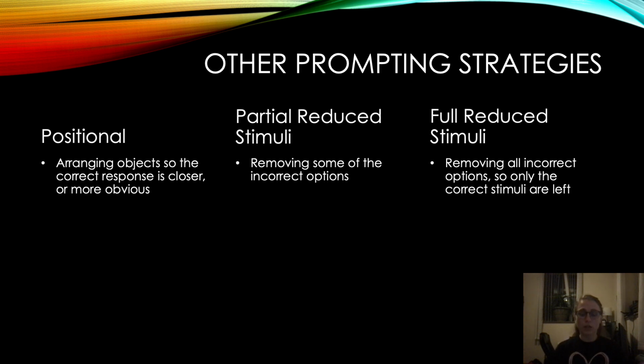And then there's the full reduced stimuli, and this is where you have the only card out that you want them to match. So you want them to match blue, only blue is in front of them. If you fully reduce the stimuli on a different task, maybe you want them to put the hat on a doll, and you have a hat and a shirt. You only give them that hat to put onto the doll. That would be completely reducing the stimuli, so only the stimuli they can use is there.